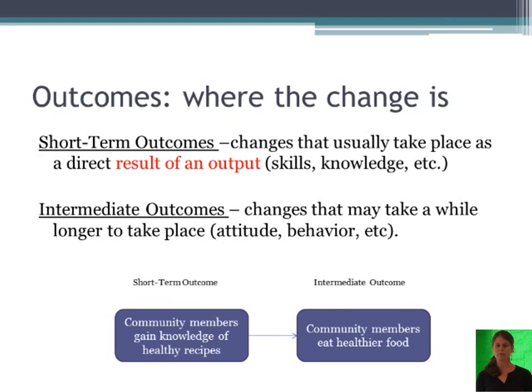Short-term outcomes are changes that usually take place as a direct result of an output, say skills or knowledge. In this case, the short-term outcome may be that community members gain knowledge of healthy recipes. Intermediate outcomes are changes that may take a little bit longer to take place. For instance, attitude or behavior changes. In this example, it may be that community members eat healthier food.